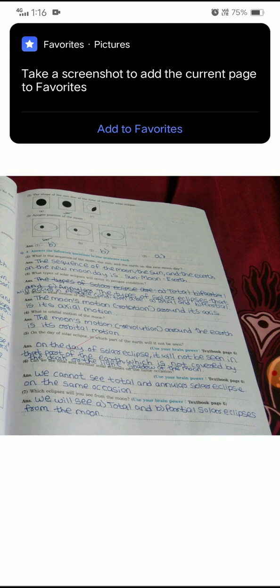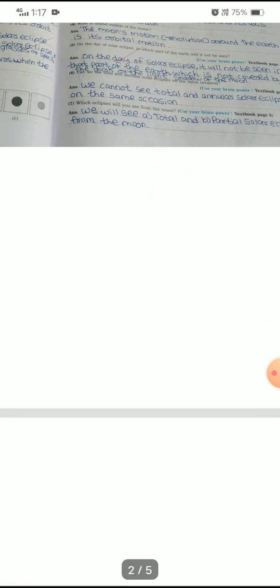Fifth, on the day of solar eclipse, in which part of the earth will it not be seen? On the day of solar eclipse, it will not be seen in that part of the earth which is not covered by the dark or the light shadow of the moon. Sixth, can we see total and annular solar eclipse on the same occasion? Answer: We cannot see total and annular solar eclipse on the same occasion. Which eclipses will you see from the moon? We will see total and partial solar eclipse from the moon.